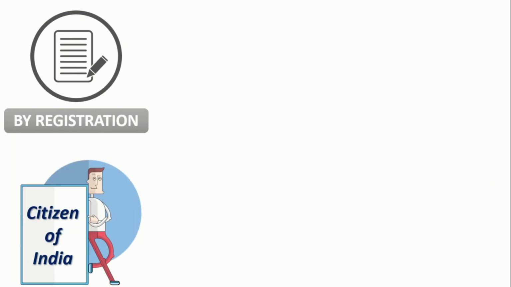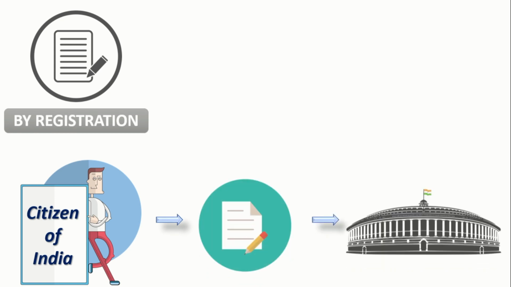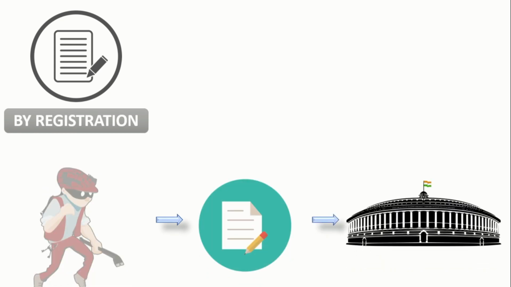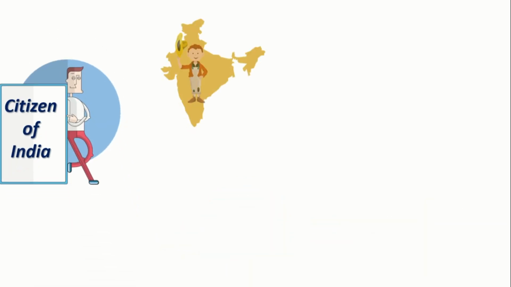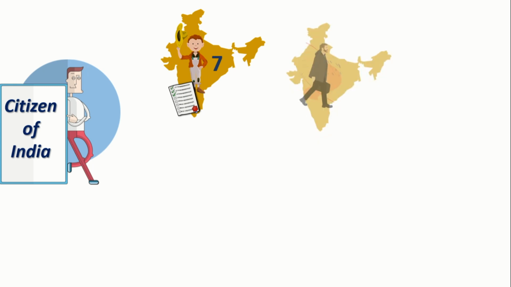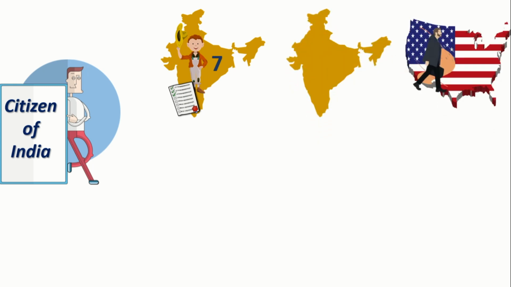Third way of acquiring citizenship is by registration. Any person can be registered as a citizen of India by making an application to the central government of India, only if he is not an illegal migrant and belongs to the following categories. First, he must be a person of Indian origin who has been residing in India for 7 years before making an application for registration. Second, a person of Indian origin living as an ordinary resident in some other country outside the territory of undivided India.